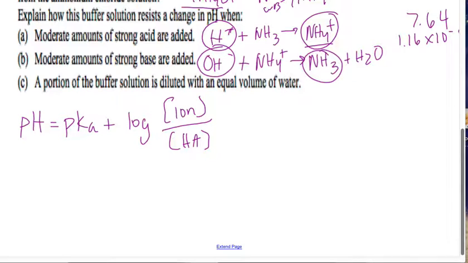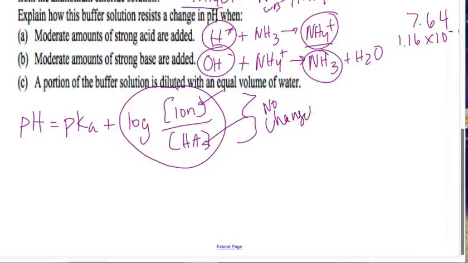When we put in 500 mils of water, remember, these are both milling around in the beaker. If I put in, it was 500 mils, and I put in another 500, what did I do to that concentration? Halved it. What did I do to this concentration? Halved it. What did I do to the ratio? No change. The ratio did not change. Since the ratio doesn't change, the pH doesn't change. Does that make sense? This number stayed the same.